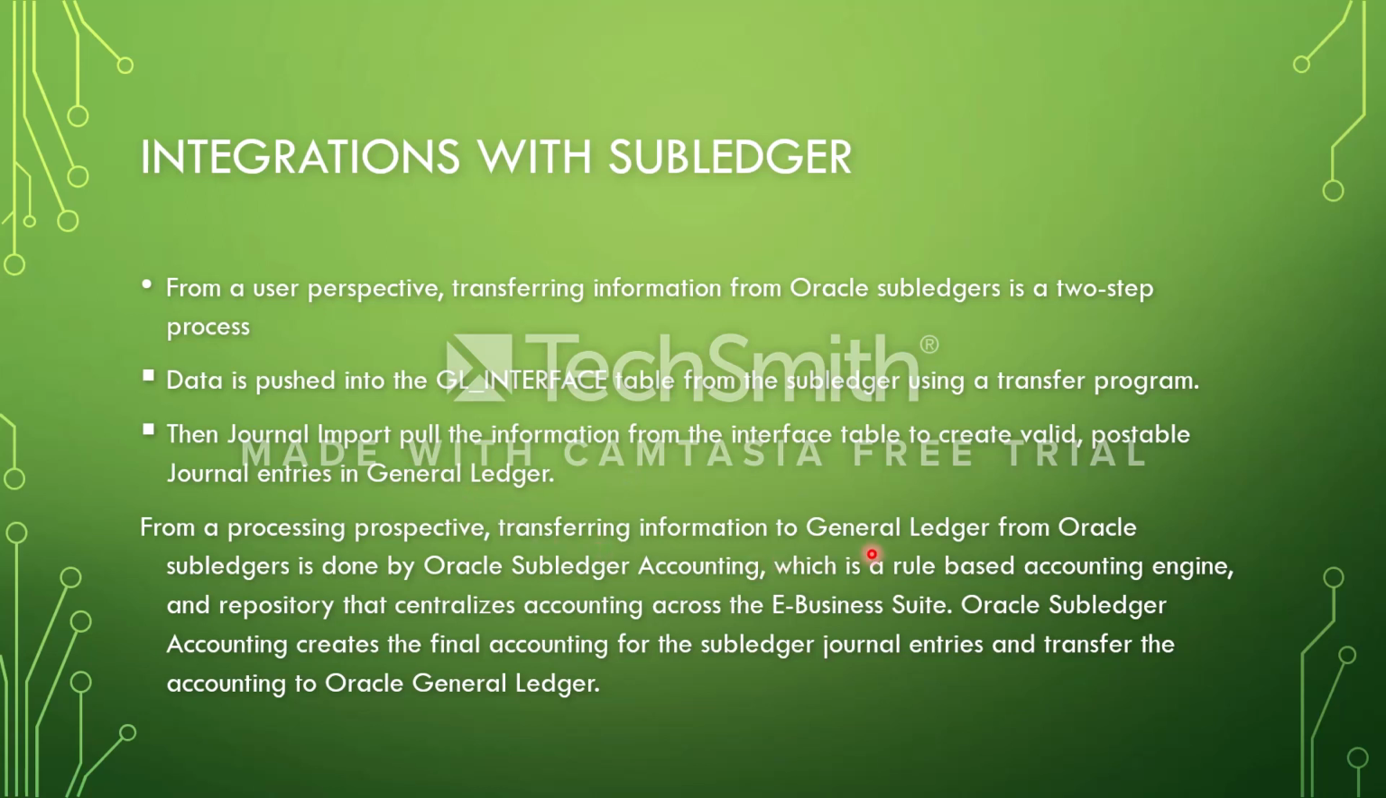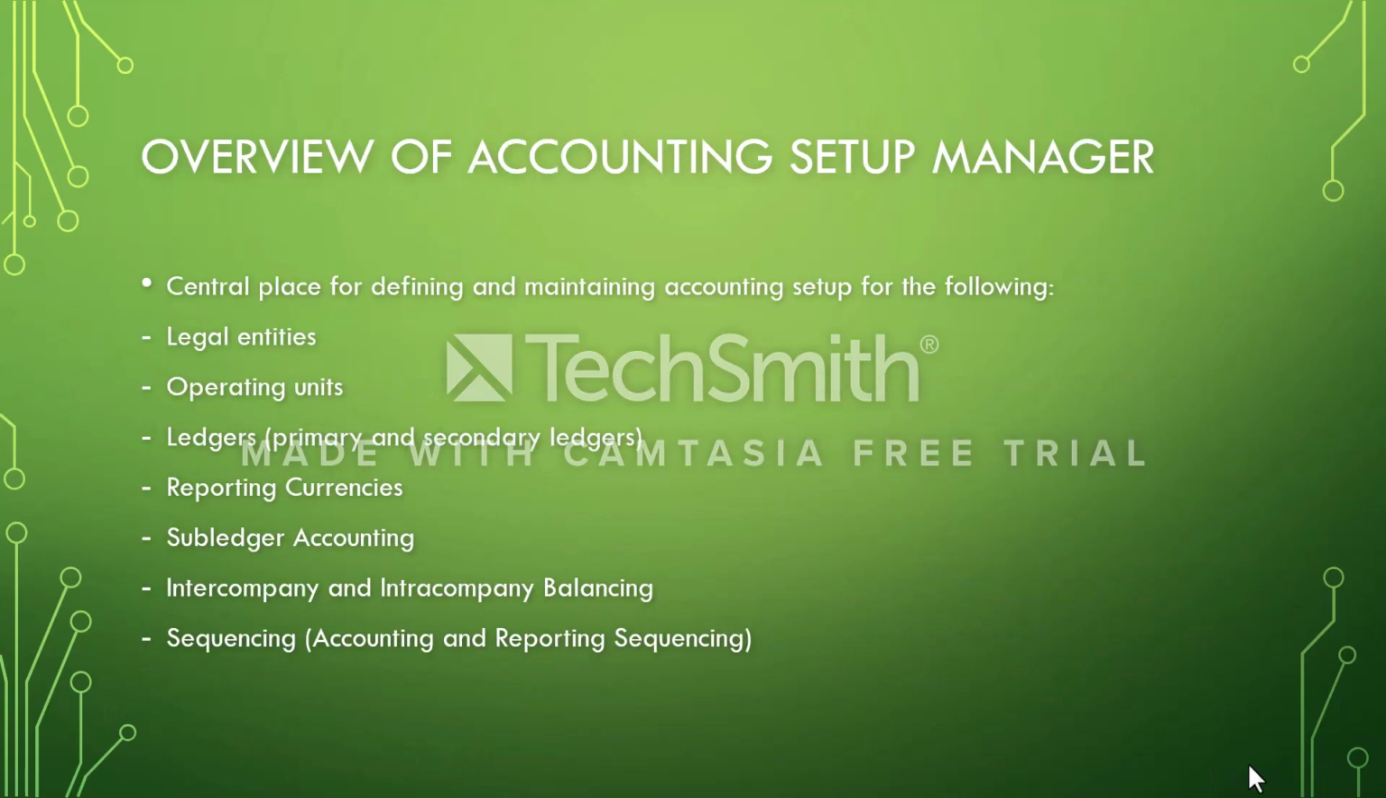Processing-wise, transferring information to GL from the subledger is done by Oracle SLA. There is a new concept we have seen, Oracle SLA, a rule-based accounting engine and repository that centralizes accounting across the E-Business Suite. Oracle Subledger Accounting creates the final accounting for the subledger entries and transfers the accounting to Oracle General Ledger. We have come to the important topic, the setups: how to set up the Oracle GL in Oracle Financials.